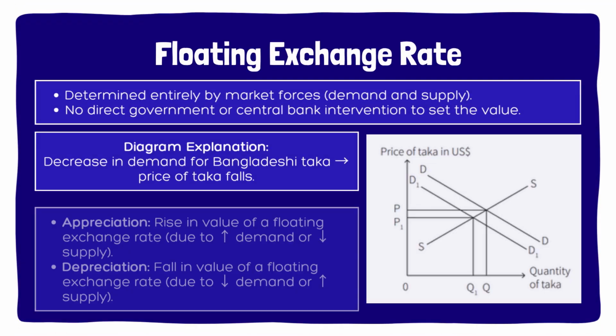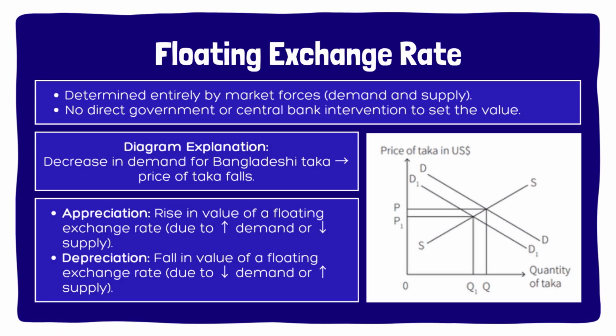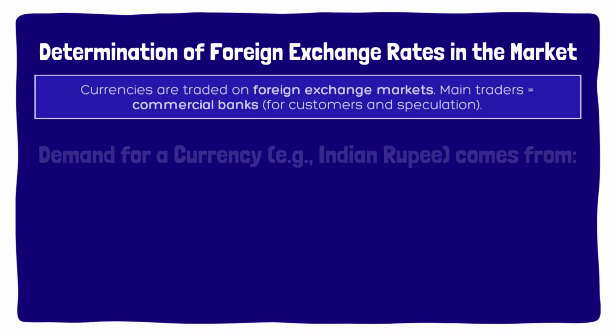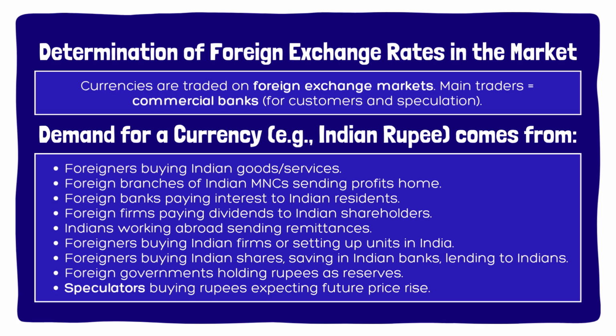In contrast, a floating exchange rate is determined entirely by market forces of demand and supply. If demand for a currency rises, its value appreciates, meaning it increases in price. If demand falls or supply rises, the currency depreciates, meaning its value falls. Under a floating system, exchange rates can change frequently depending on economic conditions and investor confidence.